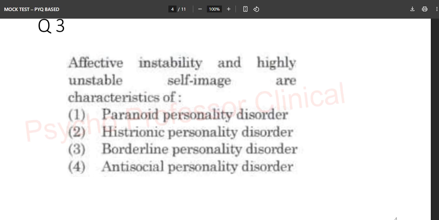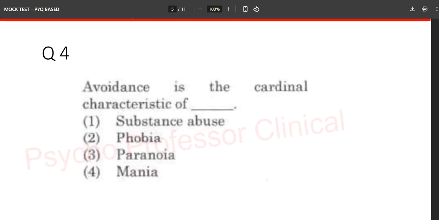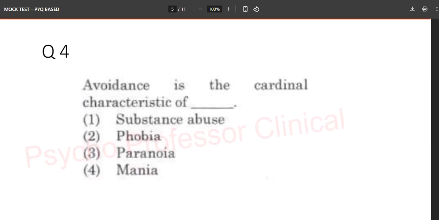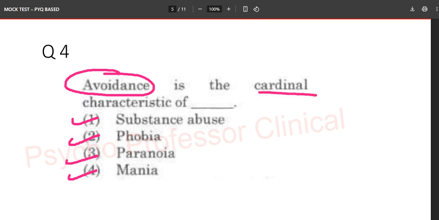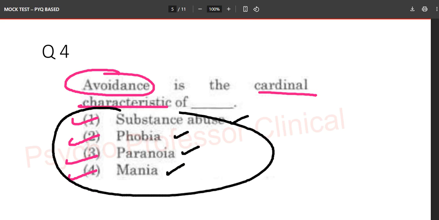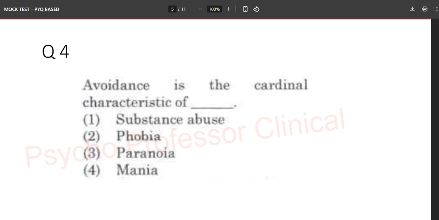The fourth question says that avoidance is the cardinal characteristic of: substance abuse, phobia, paranoia, or mania. So you need to understand what avoidance is, and what is substance abuse, what is phobia, what is paranoia, and what is mania. For that you need to study psychopathology from the books mentioned. Out of these four options, where will you avoid the scenario or the situation more? In substance abuse, phobia, paranoia, or mania, what is going to be the correct answer?